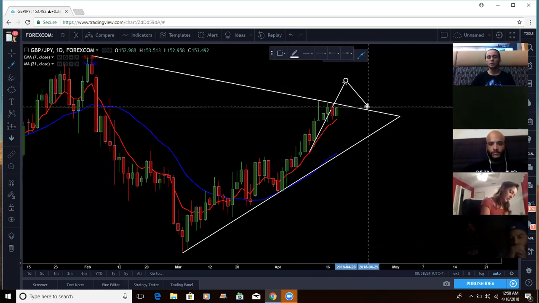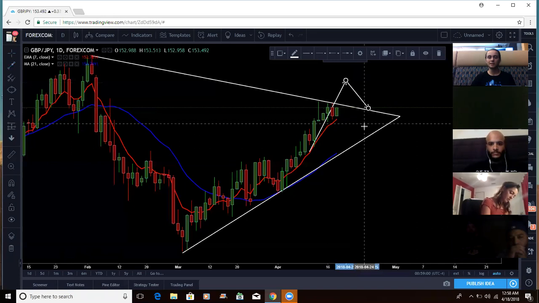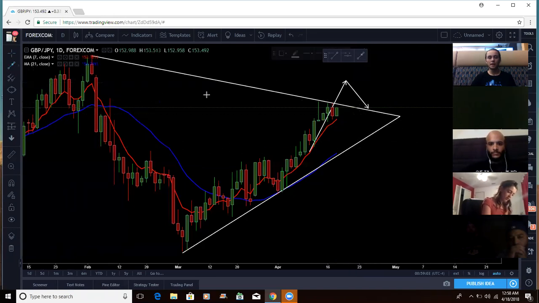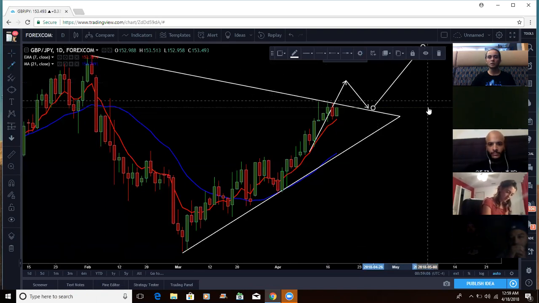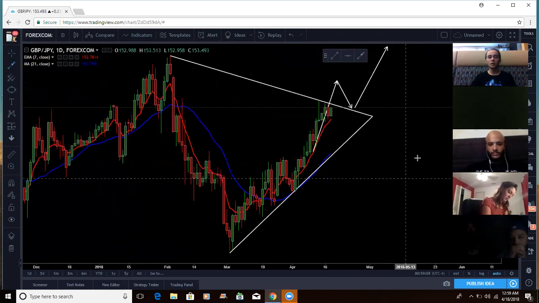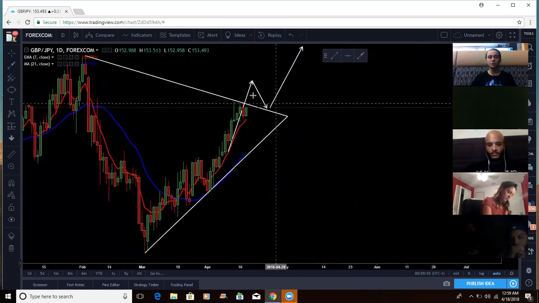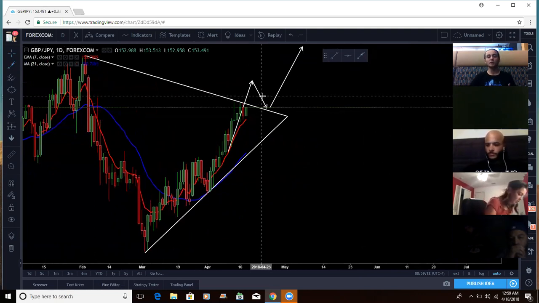So you see how it breaks through right there. It'll probably come back to touch that line, and then it'll continue the direction that it ultimately wanted to go. Now, this is not rocket science. This is not for sure. This is unfortunately a little bit of prediction.